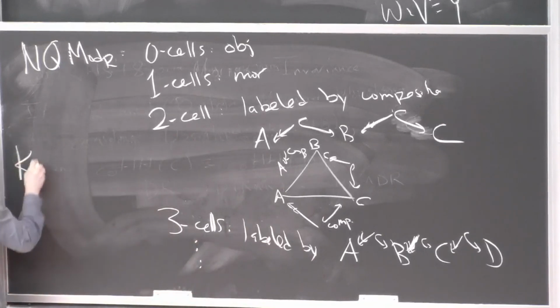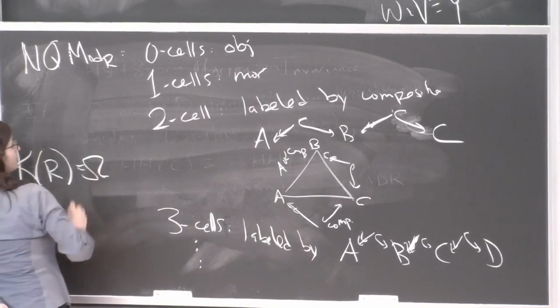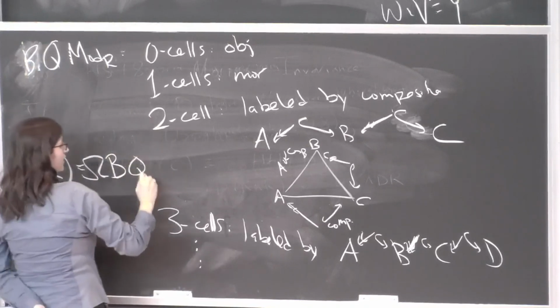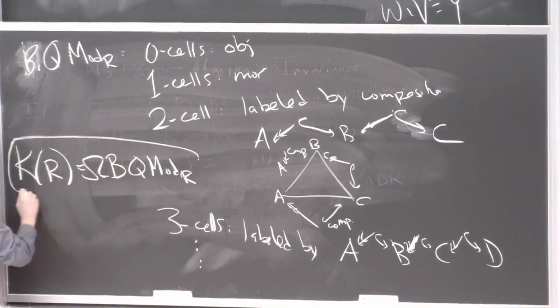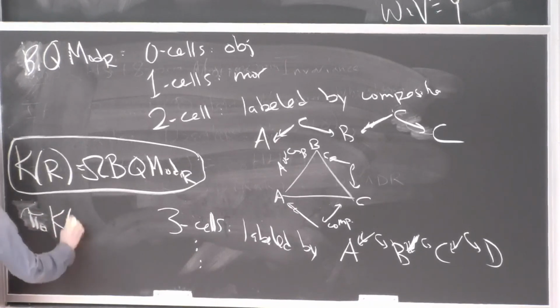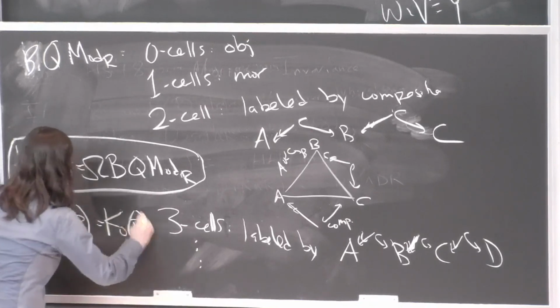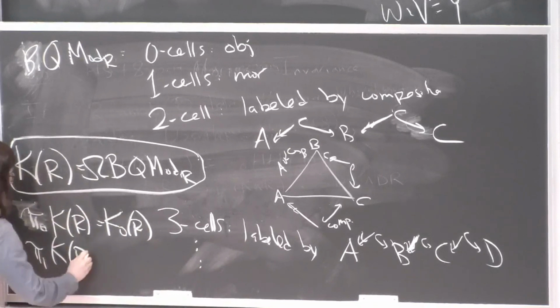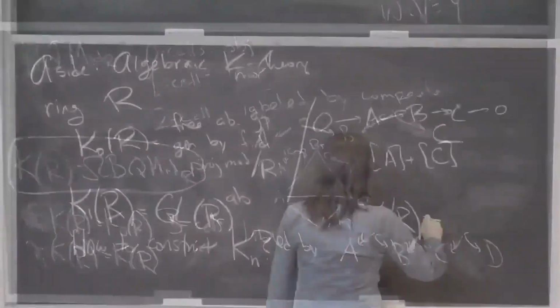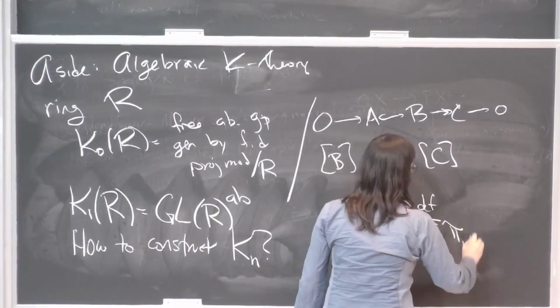And then we define the K theory of R. This is, as a space, loops on, I suppose I should call this B, not N, because this is not a simplicial set as I've defined it, BQ mod R. And the theorem is that K0, so pi 0 of K of R, is exactly K0 of R. Pi 1 of K of R is exactly K1 of R. And so it makes sense to define Kn of R as pi n of K of R.